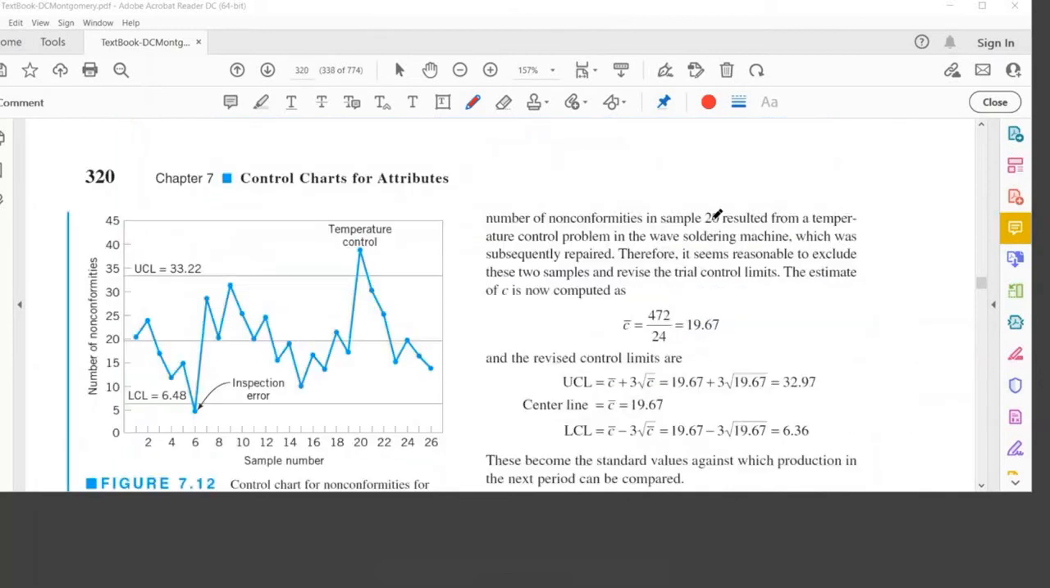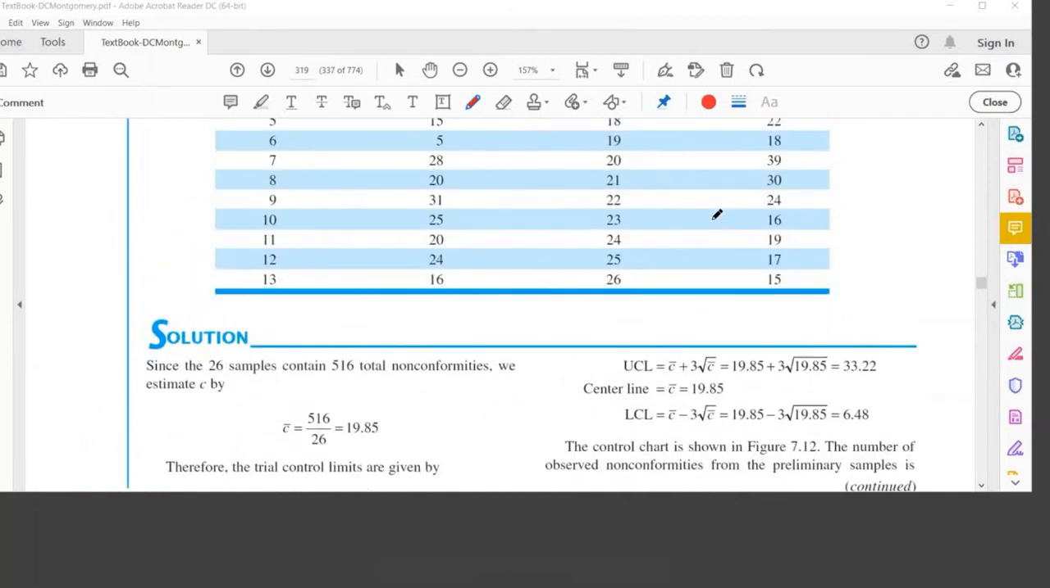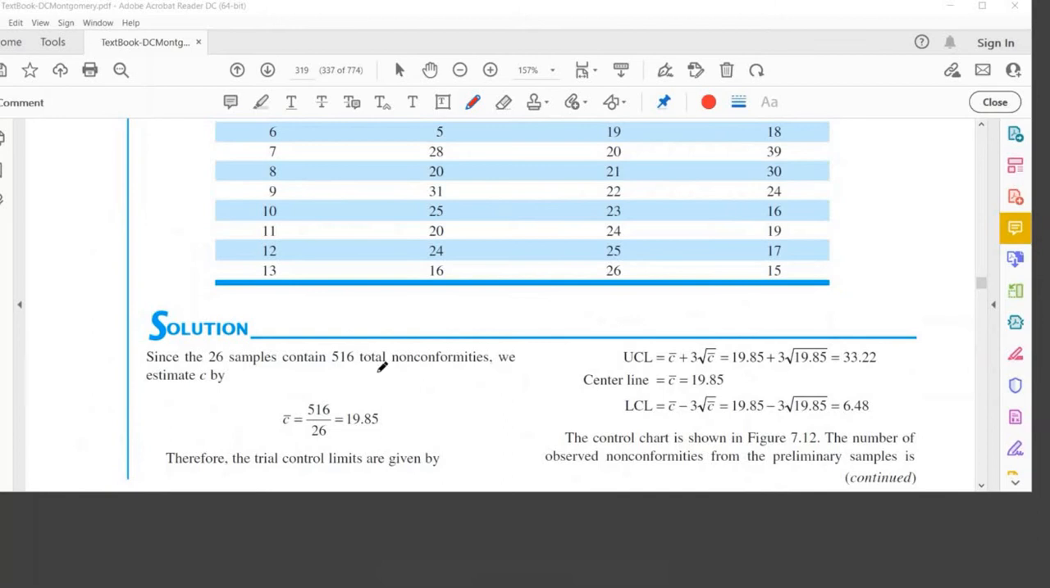So how do you prepare the control chart? Just very simple. We just add all the non-conformities, which is 516. The total of non-conformities, 516, divided by 26 subgroups. So on average you have 19.83. And then the upper control limit and lower control limit are straightforward. Just put it in the formula, and then you get this value, and you are ready to produce the control chart.